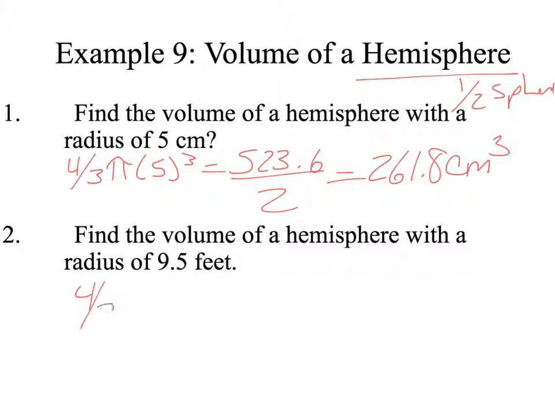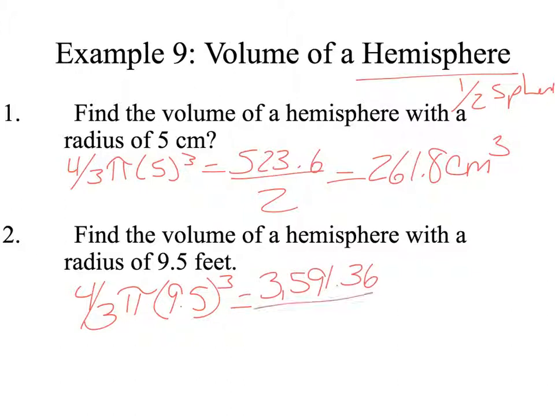Same thing down here. 4/3 times pi times 9.5 cubed. We get a volume of 3,591.36. And divide that by 2 because we only want half of the sphere, the hemisphere. We get 1,795.68 feet cubed.